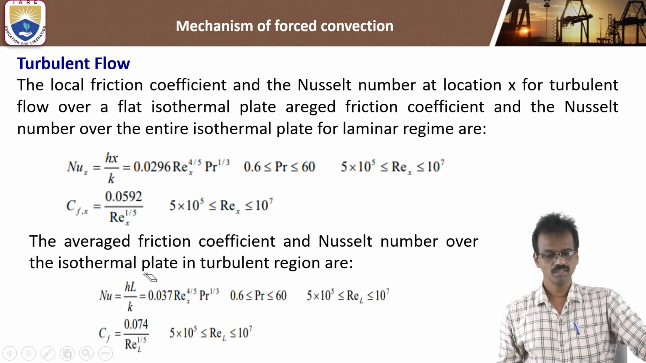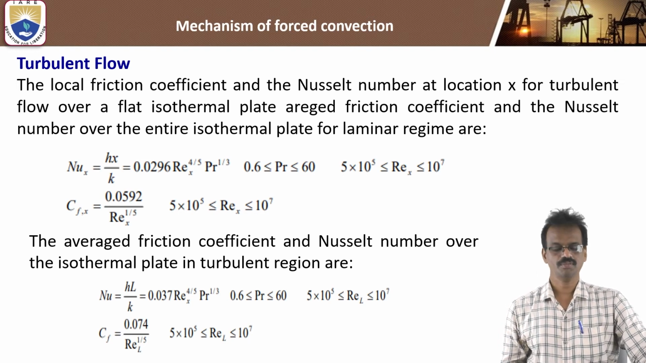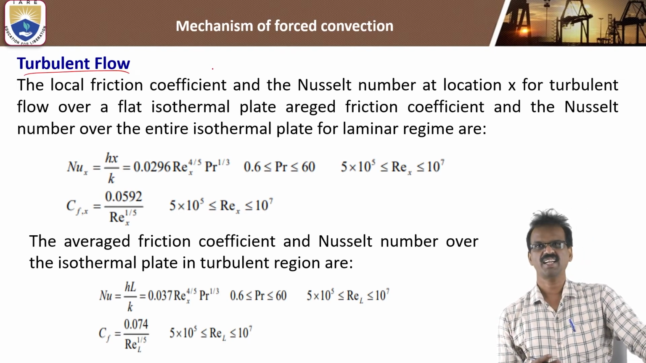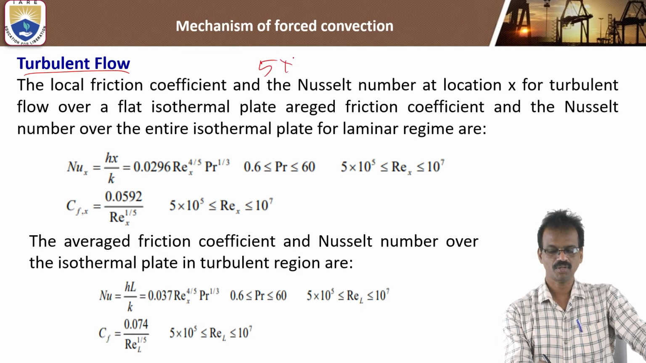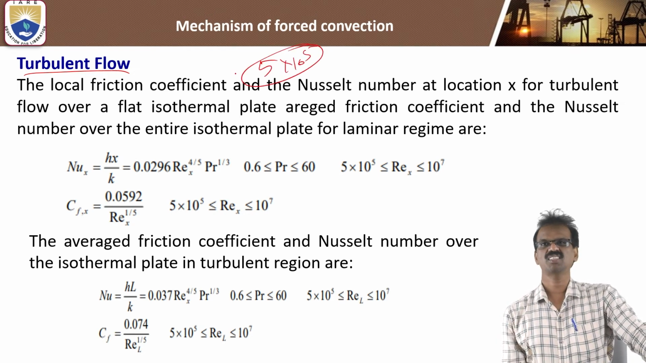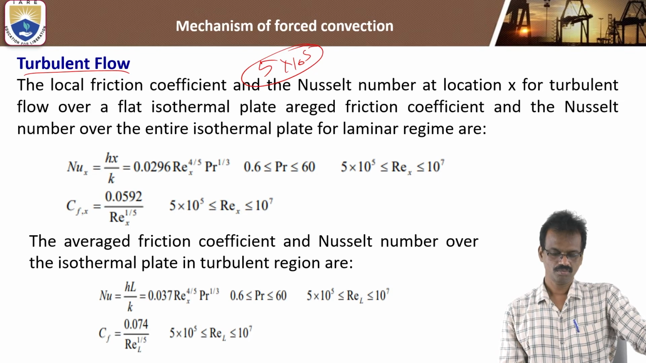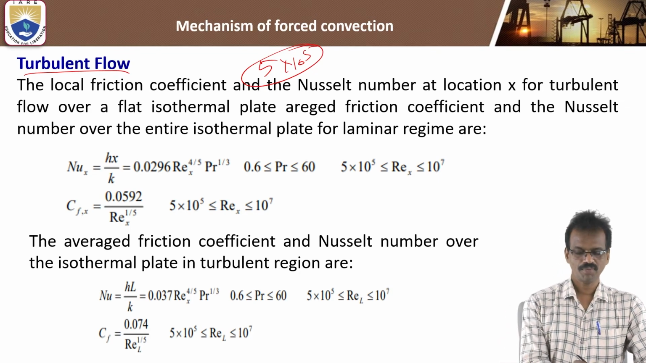Okay. Now we'll see the turbulent flow. You know that one, turbulent flow. It means the Reynolds value is greater than 5 into 10 to the power of 5. If the value of the Reynolds number is greater than 5 into 10 to the 5, you can identify that and take it as turbulent flow. Okay. So this is the formula for the turbulent flow.